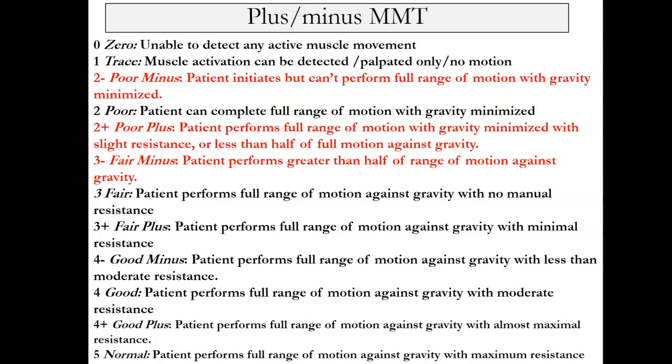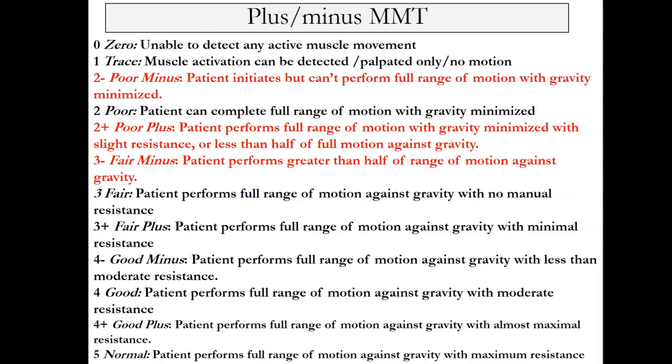Patient initiates but can't perform full range of motion with gravity minimized. So think of shoulder flexion. They can't do it against gravity. Put them side lying, and they can't go all the way up in side lying. If they could go all the way up in side lying, that would be a 2. They go like halfway, it's a 2 minus.